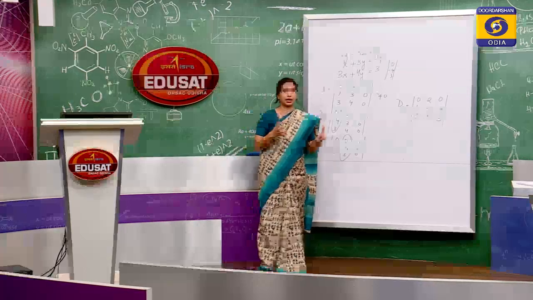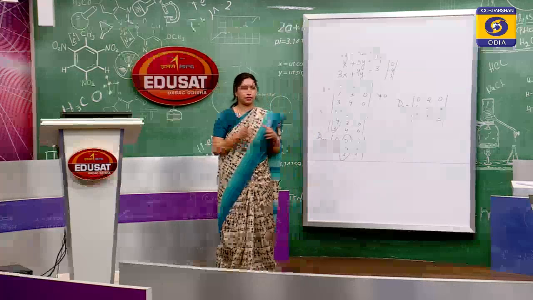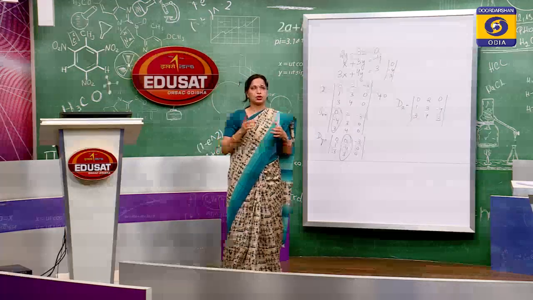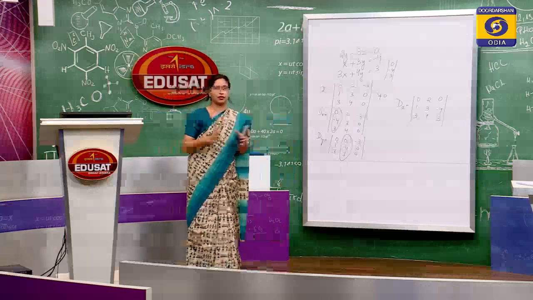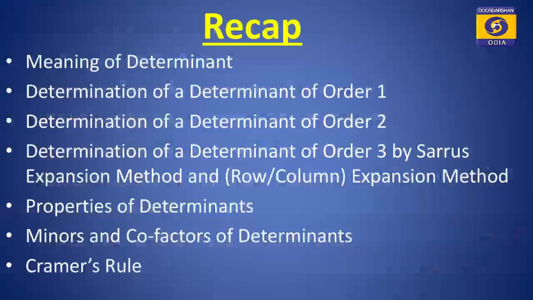Now, let us do a quick recap of the entire chapter that we have discussed so far. So, here you can see in the slide what we have covered so far. We have covered the meaning of determinant. Determinant is basically a numerical value that is obtained from a square matrix. A square matrix is a matrix where the number of rows must be equal to the number of columns. Then we have discussed how to find the value of the determinant of order 1, order 2 and order 3 as per your syllabus.